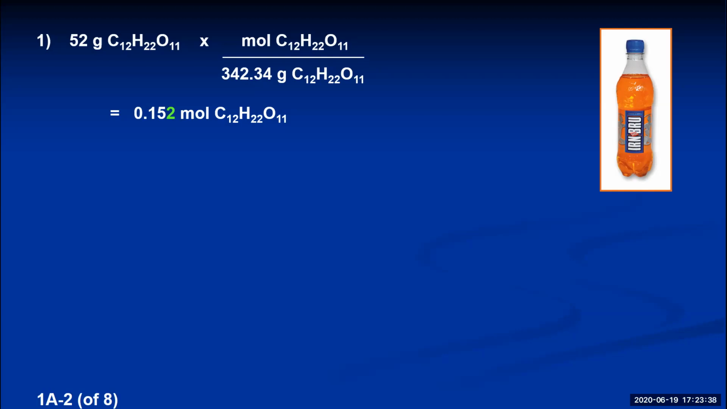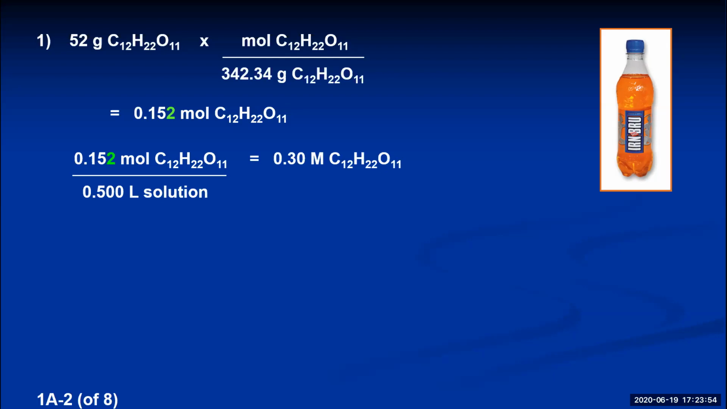To calculate the molarity, you take the moles of the solute, you divide it by the solution's volume in liters, and 500 milliliters to three significant figures would be 0.500 liters. We're dividing a two significant figure number by a three significant figure number, so your answer is going to come out two significant figures, and we get 0.30 moles of sucrose per liter of solution, or 0.30 molar of sucrose for the molarity of the solution.